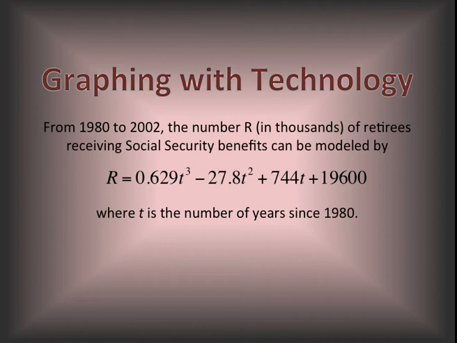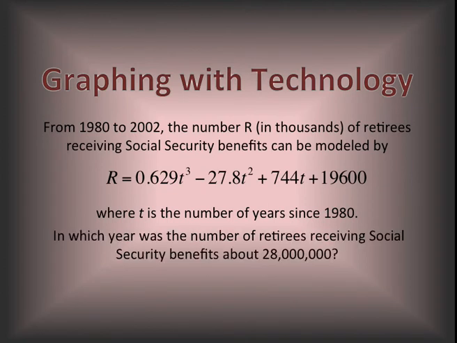R is the number in thousands of retirees, and T is the number of years, starting with year 0 as 1980. It's modeled by the equation R = 0.629t^3 - 27.8t^2 + 744t + 19,600. The question is, in which year was the number of retirees receiving Social Security benefits about 28 million?